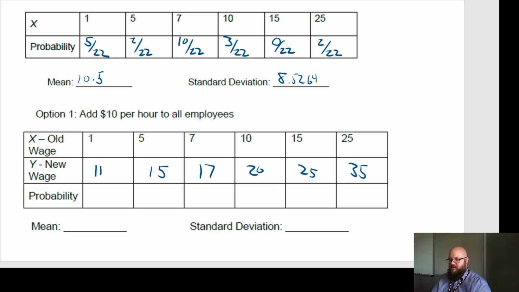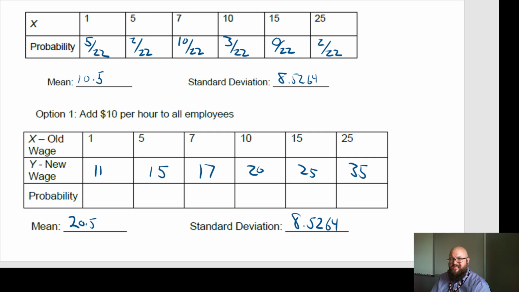All right, so we know that our mean jumped up to 20.5 because we added 10 to it, just like the big ideas told us. And our standard deviation did not change. They stay the same. Now, what happened with our probabilities?